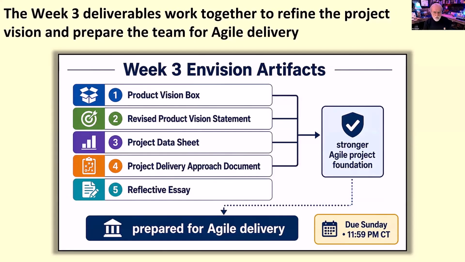The week 3 deliverables all work together to refine the product vision and prepare the team for delivery. Here we're developing all these different artifacts, and they should not be treated as disconnected things. They all help clarify the product from multiple stakeholders' perspectives. The revised vision statement should reflect what was learned from all of this activity that we just did, and the project data sheet provides that summary. Each document explains how we're going to work together. And the essay part of the assignment should explain what you learned as a student and what your takeaways were from completing all these exercises.